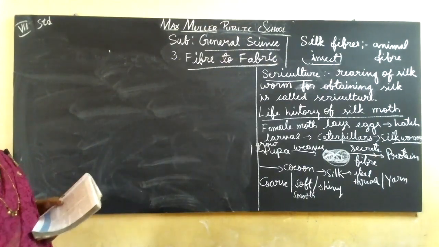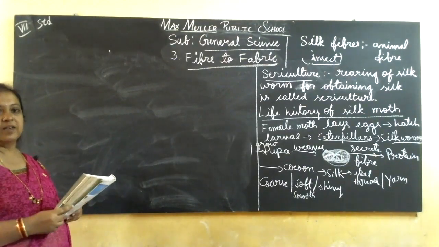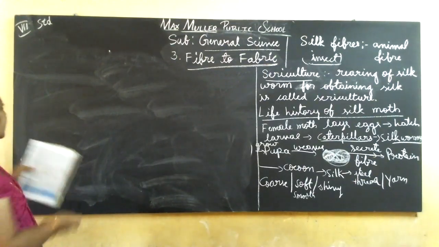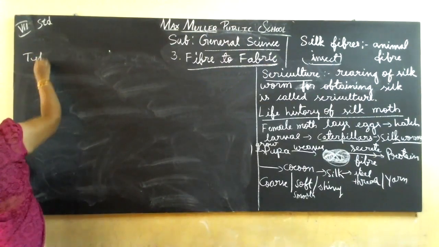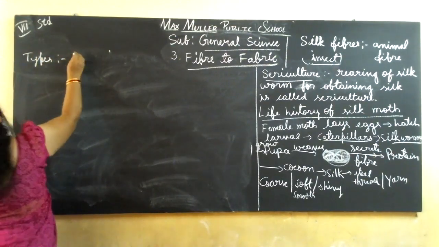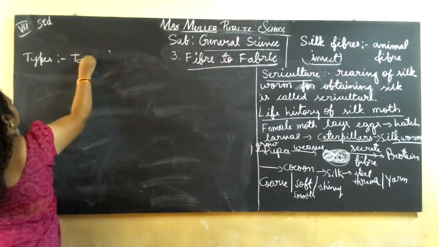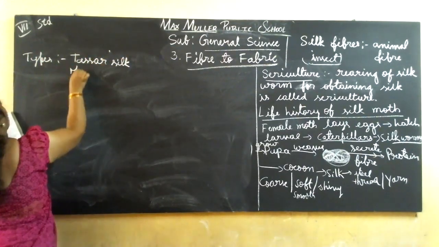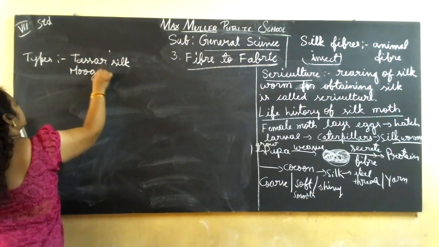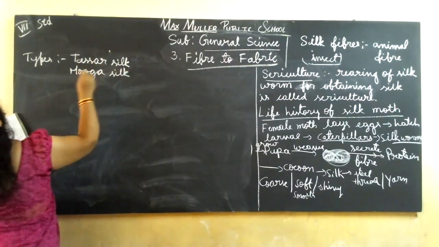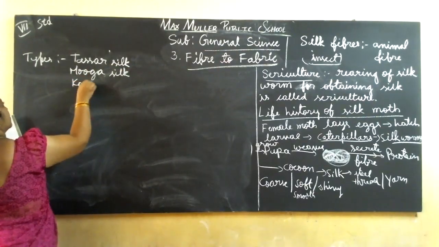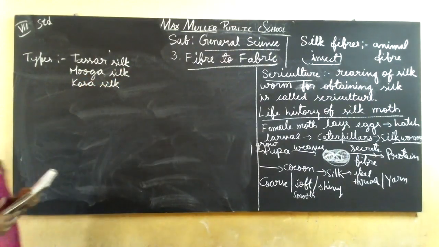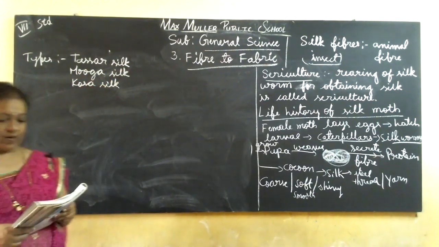So we are getting different types of silk threads, and from them we are weaving different textures of sarees. What are the types? Tussar silk, Muga silk, and Kosa silk. These are the three types they have given. These are very good in texture, quality and all.